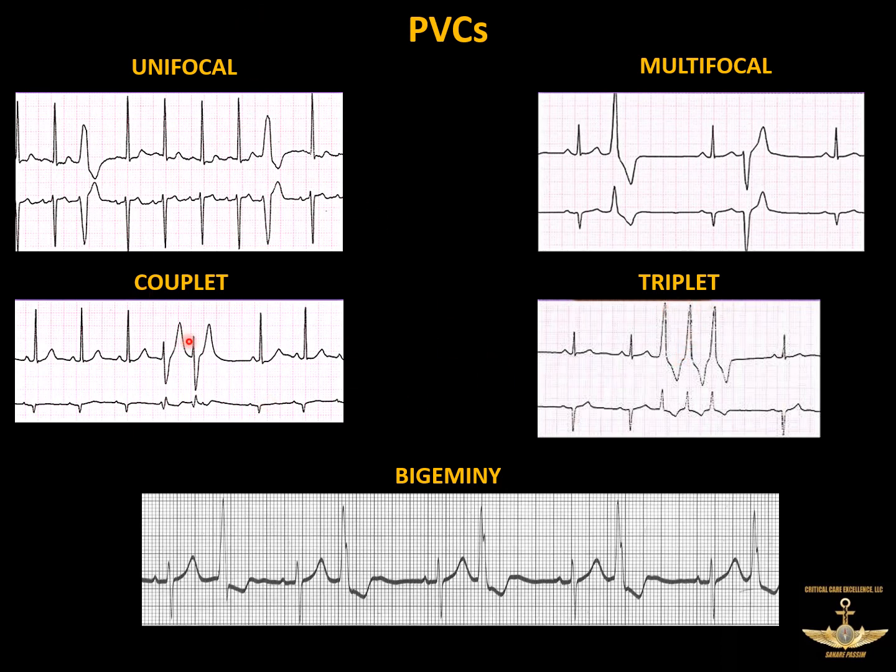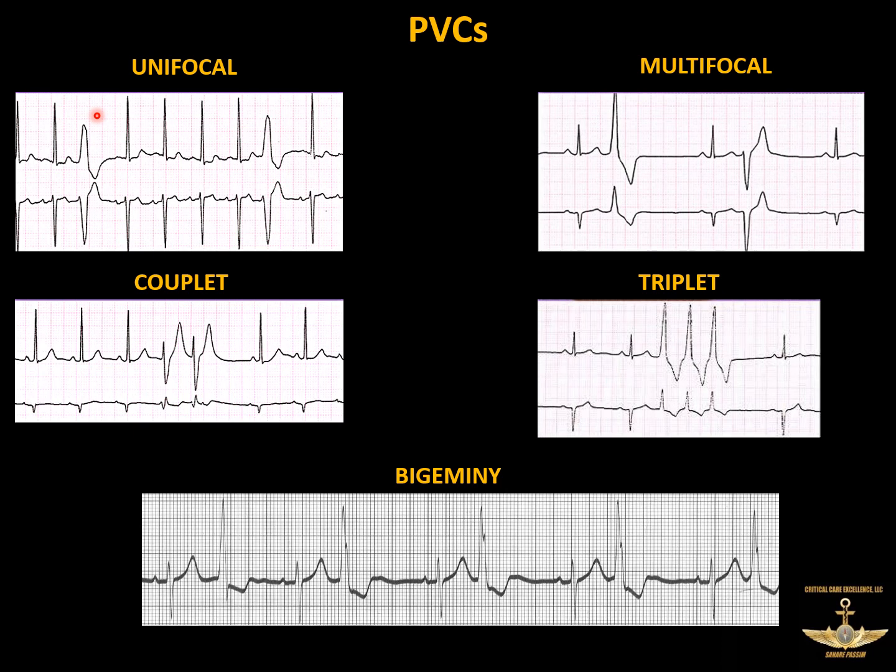In comparison to the couplet, we look at a triplet, and all that is 3 PVCs in a row. And they are usually unifocal in nature because they come from the same place, and that's one spot down there which is now spitting out multiple depolarizations in a row. Usually if you get any more than 3 together, that becomes VTAC, which we'll talk about in a minute.